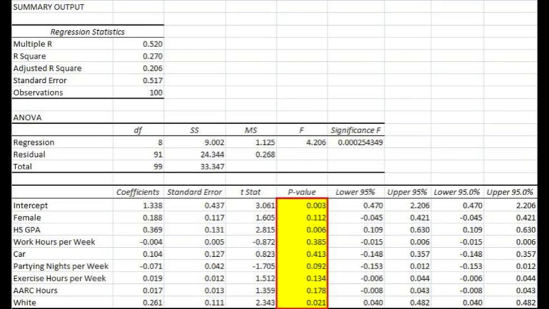Next, we must analyze the p-values of our variables. P-values tell us what is statistically significant in relation to our dependent variable. These are our p-values. We have found that high school GPA, partying nights per week, and ethnicity were statistically significant in our regression. In other words, the p-values that were less than 0.1 were the ones we were concerned with.